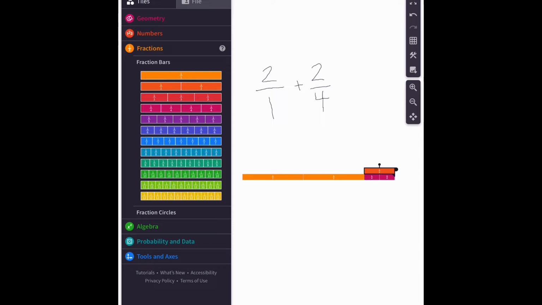And I wouldn't actually show the student this. I would have the student be doing this on their own, but making it guided. So making sure they understand how to use the manipulative. And then I would have them look at what they had written for the problem.